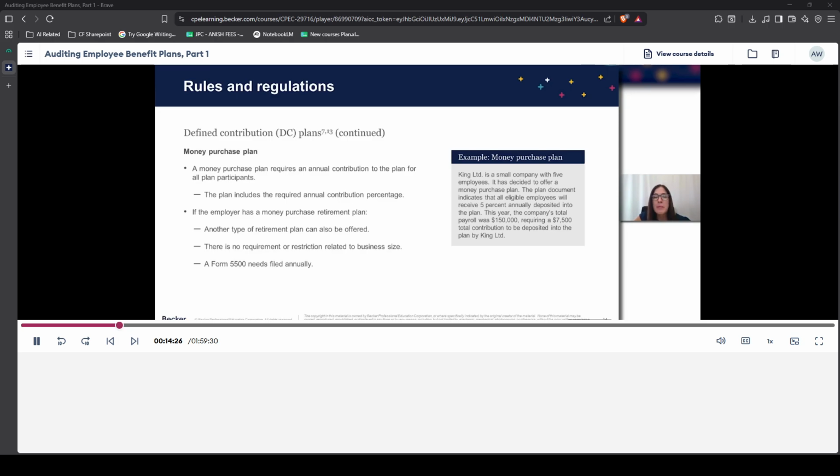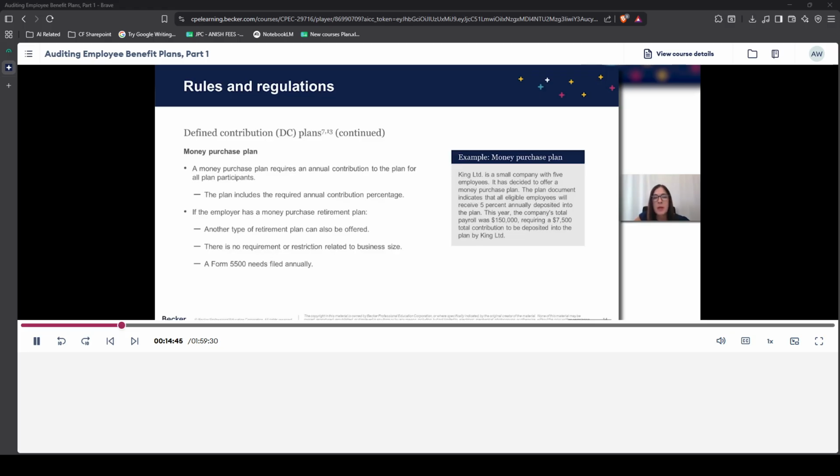Now, I personally haven't seen a money purchase pension plan in many years now, but there are still a few out there. And one of the reasons why we don't see a money purchase pension plan much anymore is because of all the flexibility that's available now in a 401k plan.